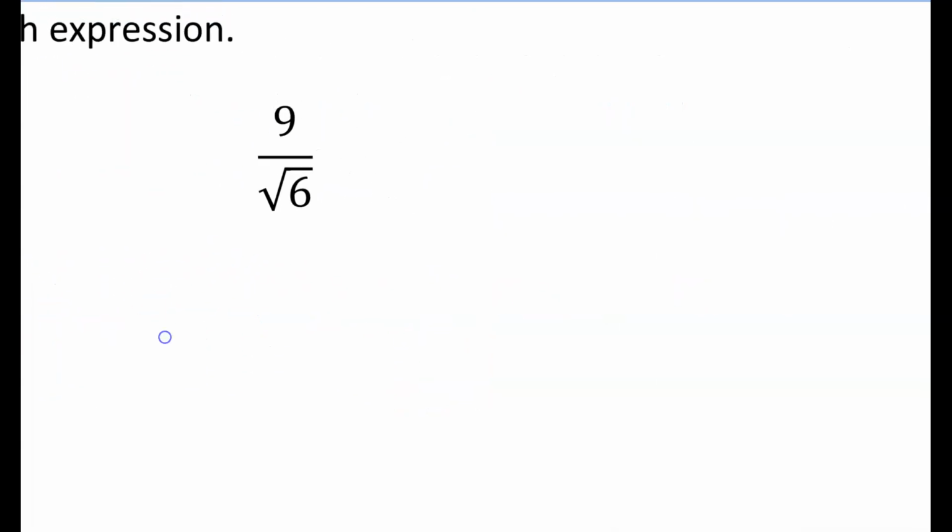Okay, next example. 9 over the square root of 6, okay? Multiply by a ratio of 1. Multiply top and bottom by the square root of 6. This gives us 9 square root of 6 over 6. Not too bad, right? But here I can reduce by 3.